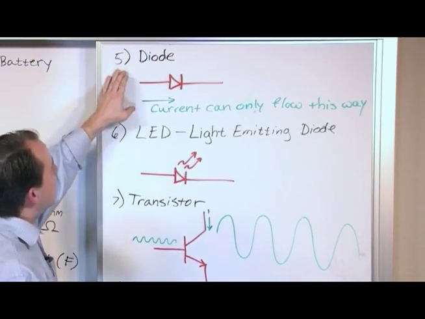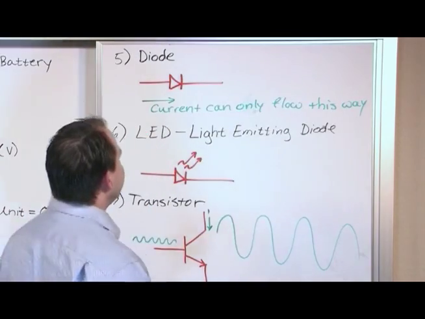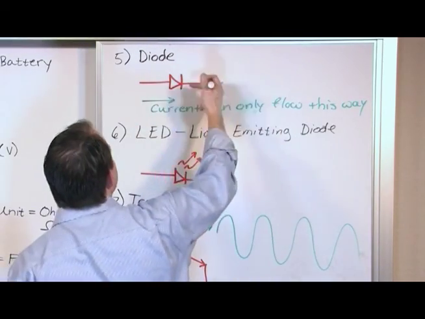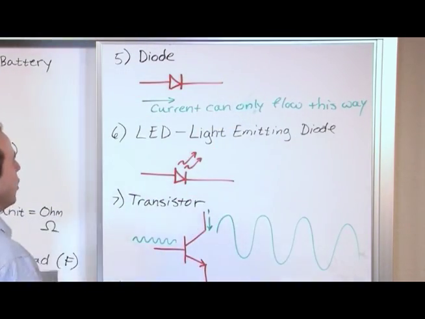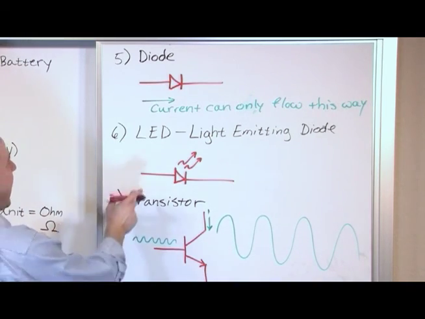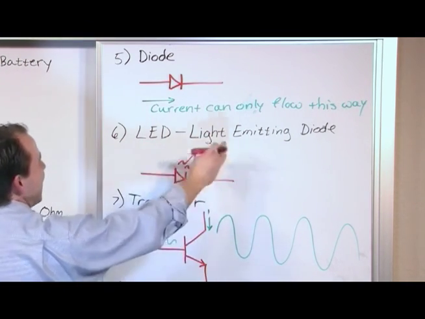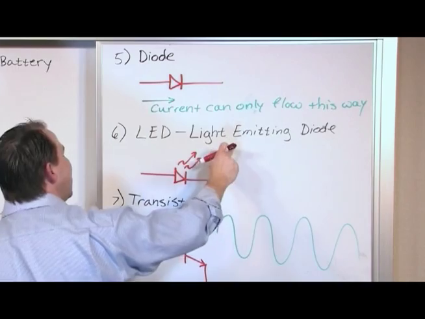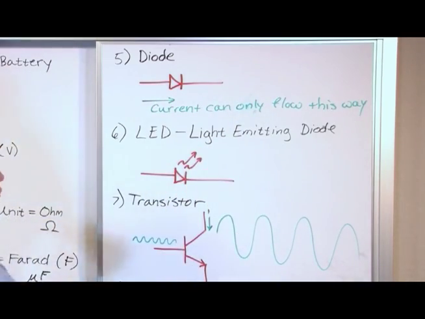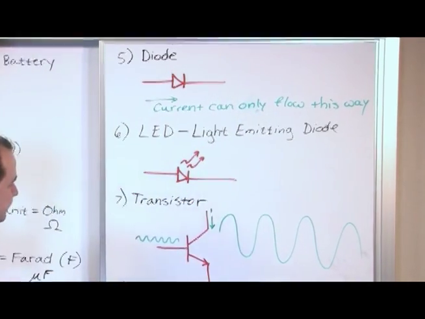We have a diode. It allows current to flow only one direction. If you flip the current direction around, try to hook it up backwards, nothing's going to happen. No current's going to flow. Then we have the light emitting diode, which is exactly the same thing, but also emits light of whatever color you've designed whenever electric current flows through there.